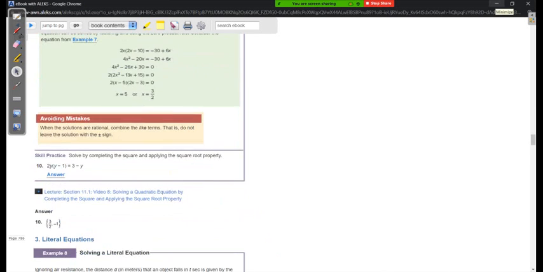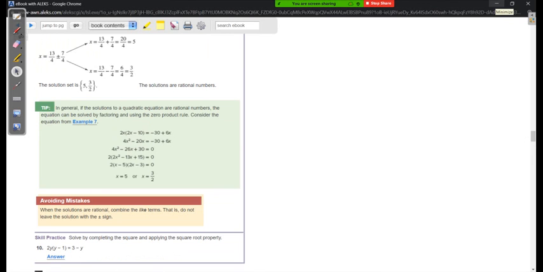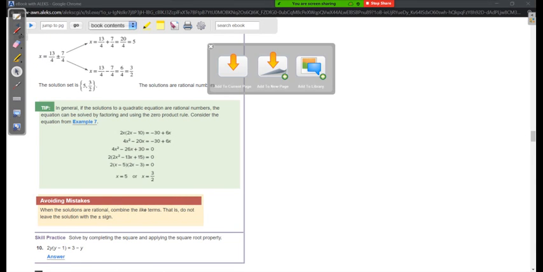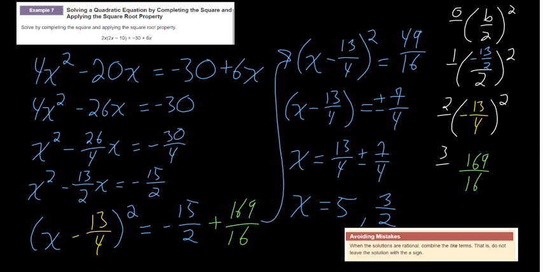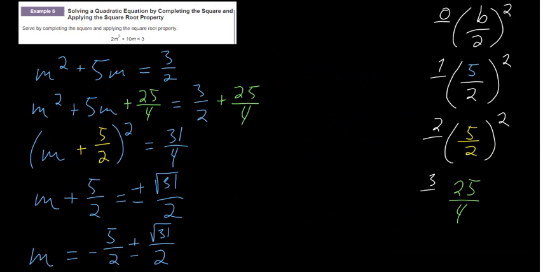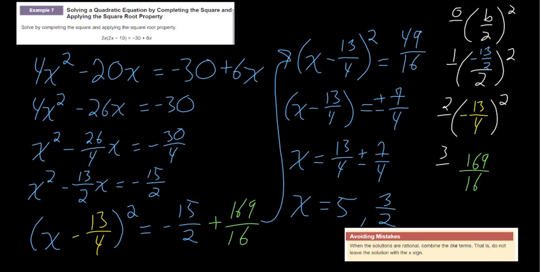And lastly, let's see. That's essentially what we did, huh? When solutions are rational, combine like terms. That is, do not leave the solution with a plus or minus sign, right? Obviously, on the previous slides we didn't have to. Since we have that square root of 31 there, we just left it as such. But since we can actually reduce this, we continued.